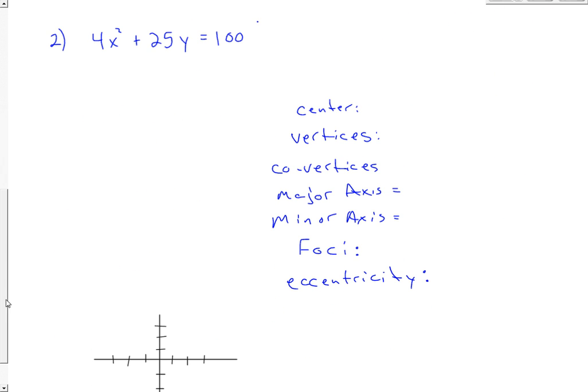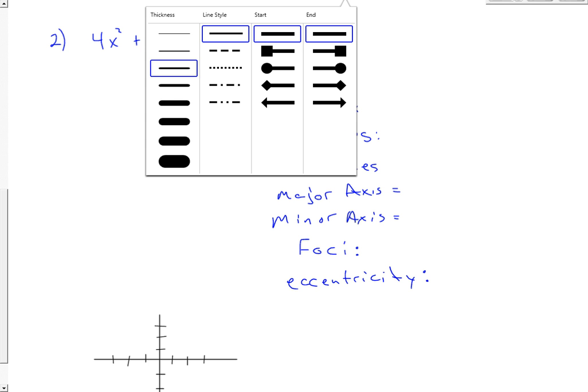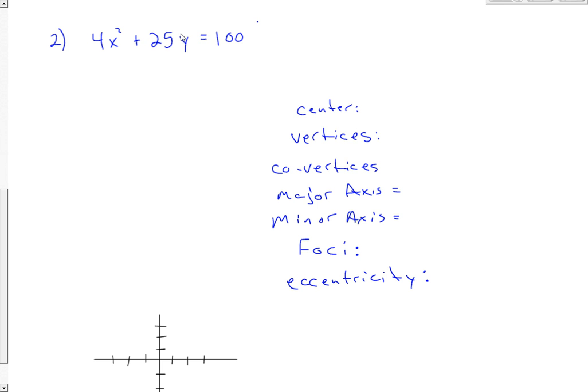And then example number 2. Now when we look at this, it looks a little strange. We usually are used to looking at something where it says x squared divided by a number and y squared divided by a number. It's supposed to be equal to 1, not 100. So what we need to do is divide everything by 100 and simplify these fractions. So I end up with 1/4 here, which means x squared over 4.